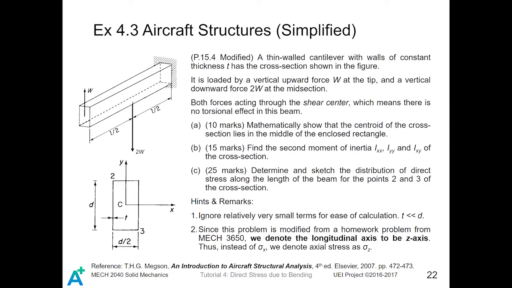You need to determine and sketch the distribution of direct stress along the length of the beam for points 2 and 3 of the cross-section. Notice that here we denote axial stress by sigma C instead of sigma x, because we have a lot of sectional properties to deal with. Besides, ignore relatively very small terms for ease of calculation. Suppose t is very small in comparison to d.